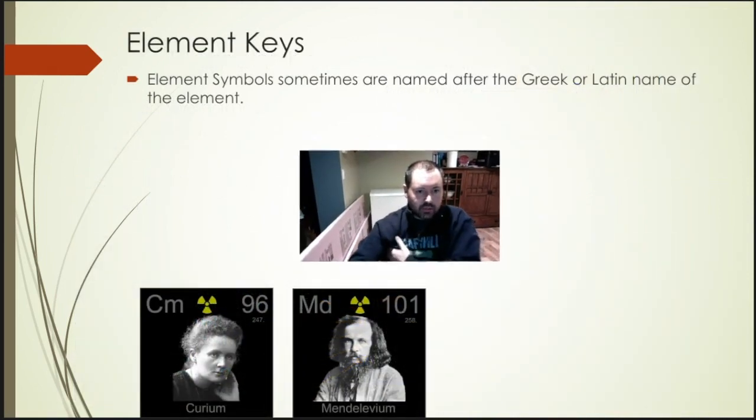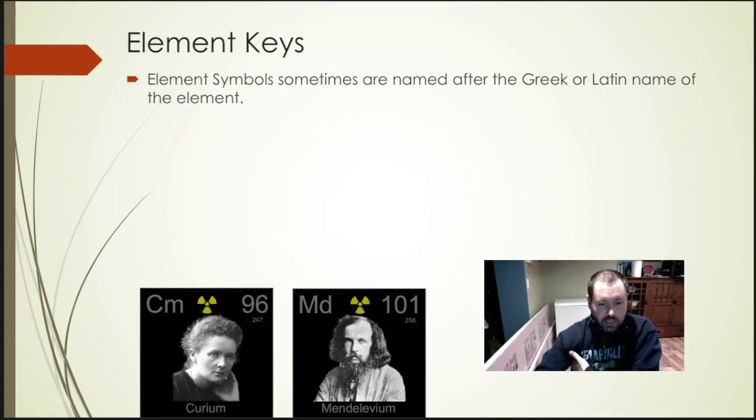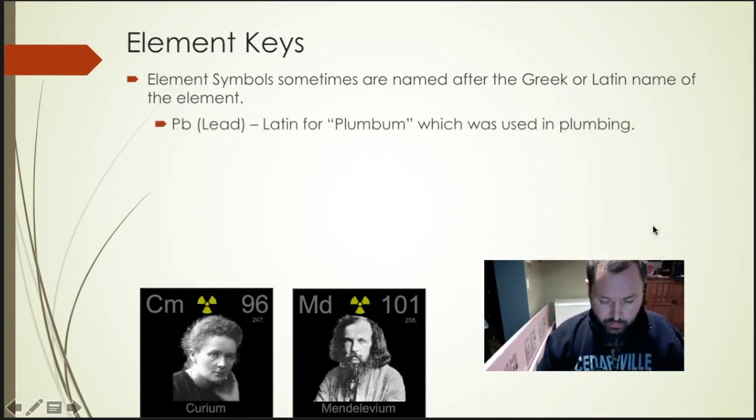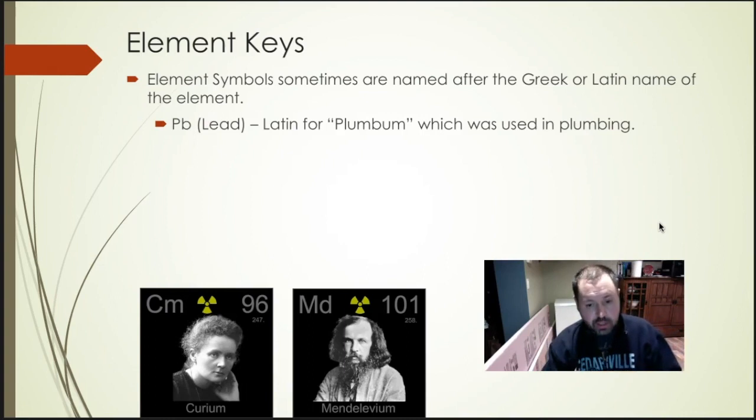The symbols of elements are sometimes named after a Greek or a Latin name. So like lead. Lead, its symbol is Pb, and its Latin name is plumbum. It was used in plumbing way back in Greek and Roman times, which was a huge mistake because entire societies got lead poisoning by using lead in their plumbing.